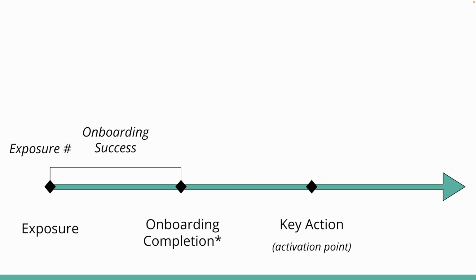The third metric is the activation rate. This metric looks at the conversion rate from onboarding completion to when the user takes a key action. So the number of users who activated divided by the number of users who completed onboarding. Remember that onboarding is optional. So if your product doesn't have onboarding, you can instead define it as the number of people activated divided by the number of people who were exposed to the product.